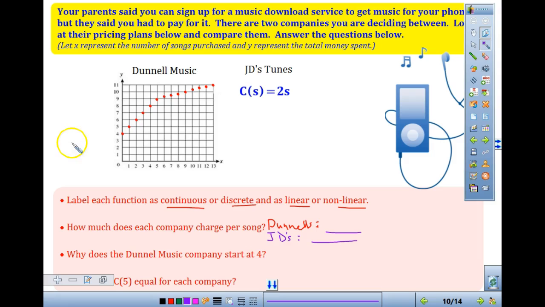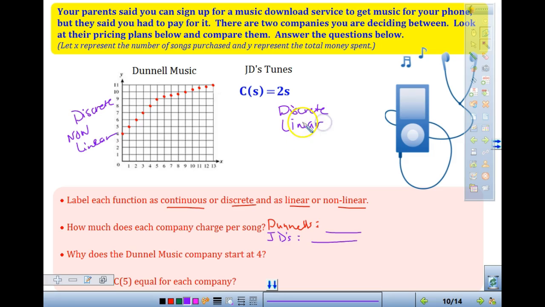Should have been continuous or discrete? Discrete. Linear or nonlinear? Non. Okay? It doesn't make a straight line. If we are looking at this one, continuous or discrete? Should be discrete. Linear, nonlinear? Linear. Our variable is to the first power, right? So when we look at the equation, variable to the first power.